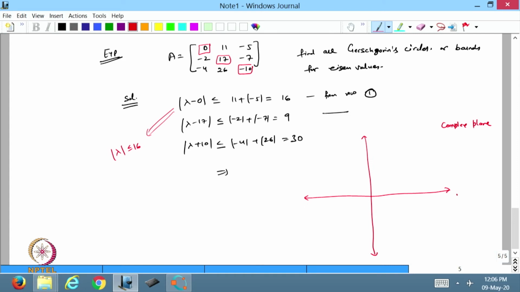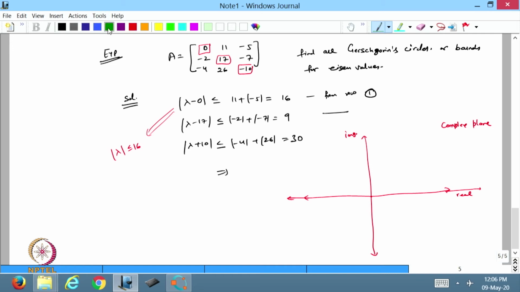So, this is the real part and this is the imaginary part. Now, I take the eigenvalue. First is that the lambda is less than or equal to 16. So, I take a circle with the radius 16. So, it is a very big circle we have to draw.